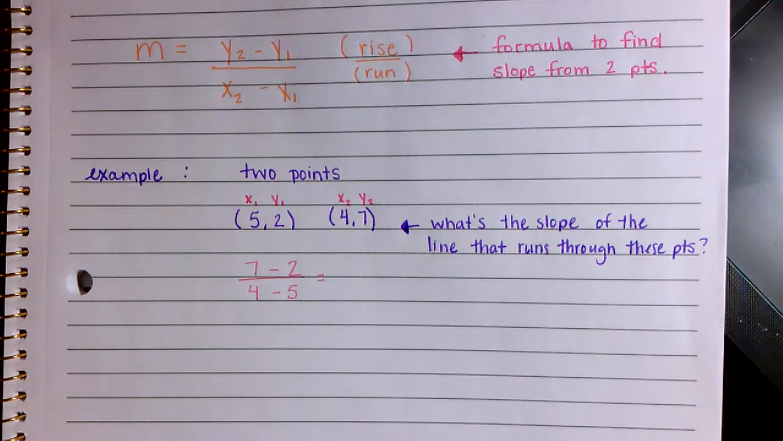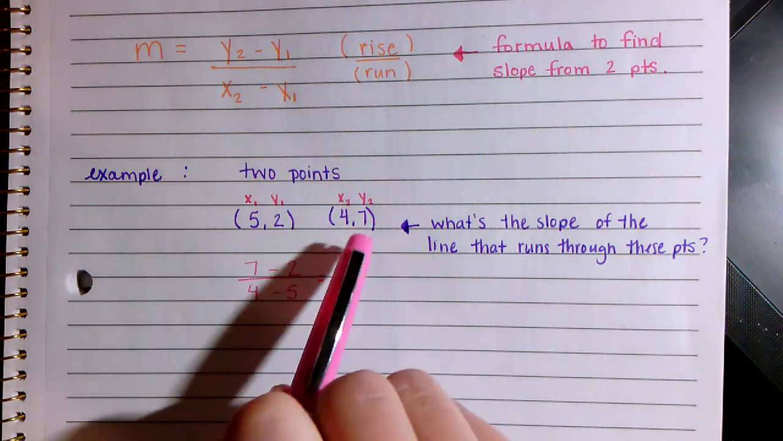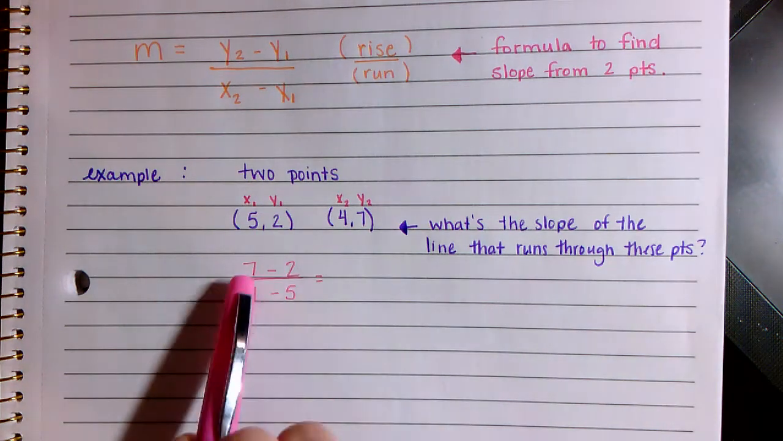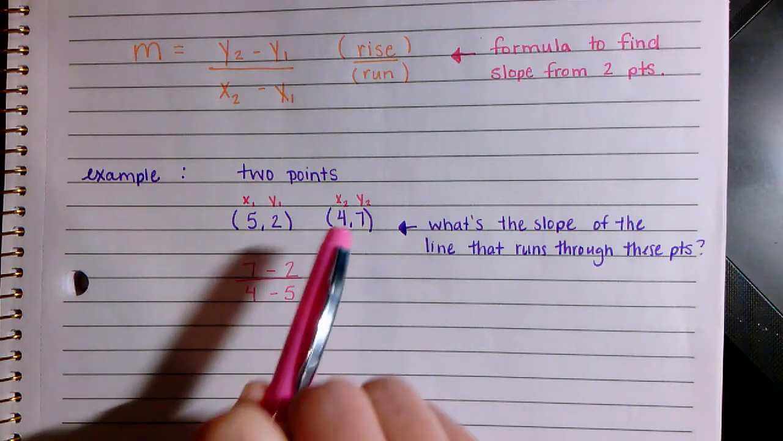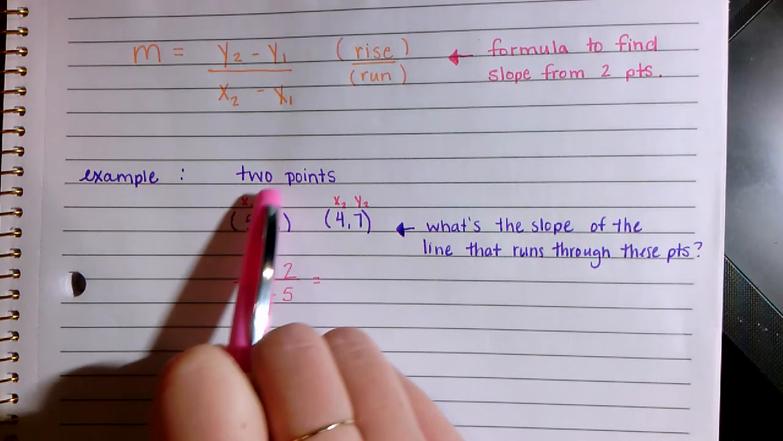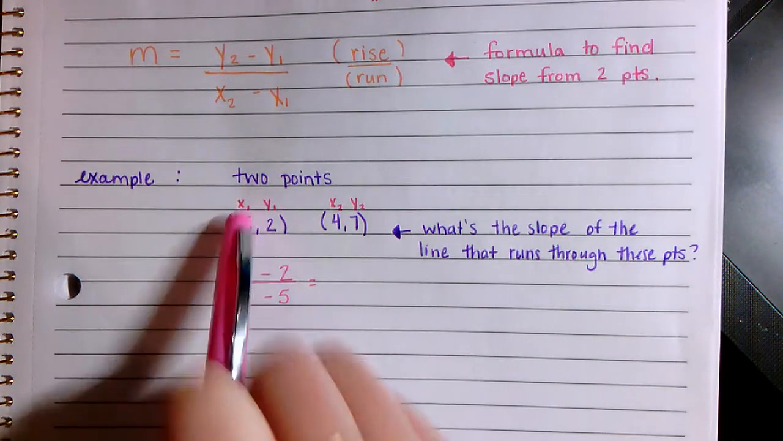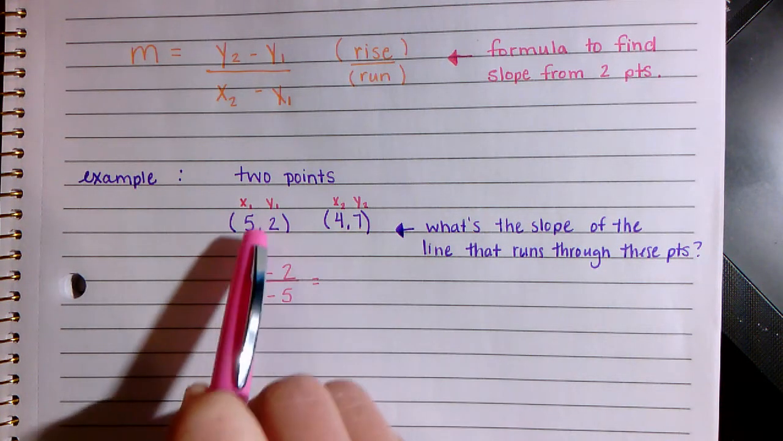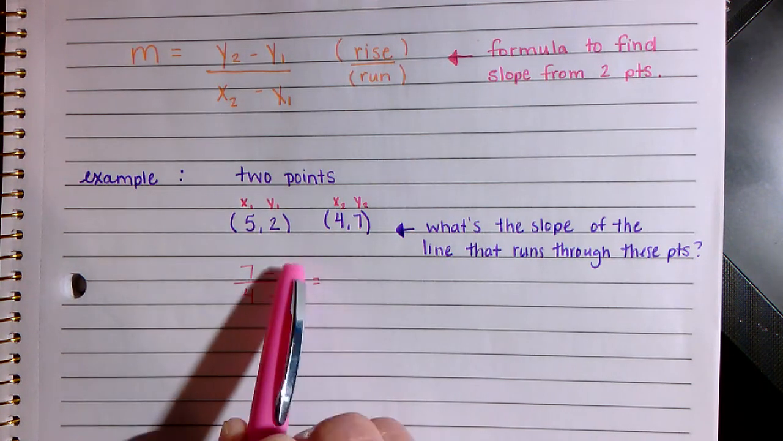Now, the key thing also to remember is this is a huge, huge, huge problem that I see all the time. If you start with y2 minus y1 up top, so I did 7 minus 2, then the bottom has to start in the exact same order. You have to start back here and do x2 minus x1. So if I go y2 minus y1 over x2 minus x1, they should line up. 4 and 7 are from the same ordered pair and they line up. 5 and 2 are from the same ordered pair and they line up. So that way I know that I'm going in the right order.